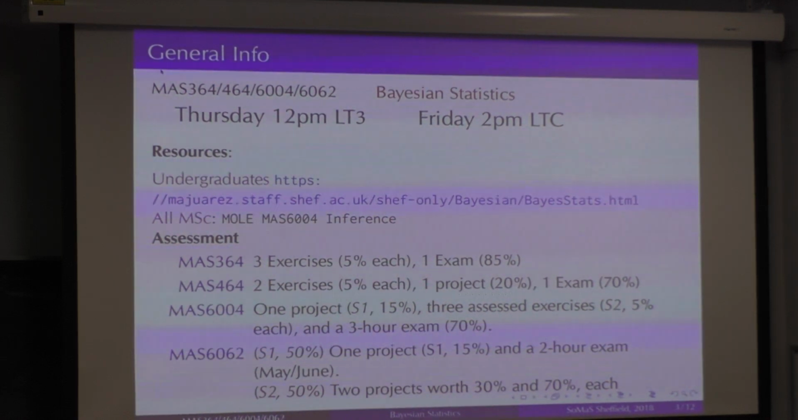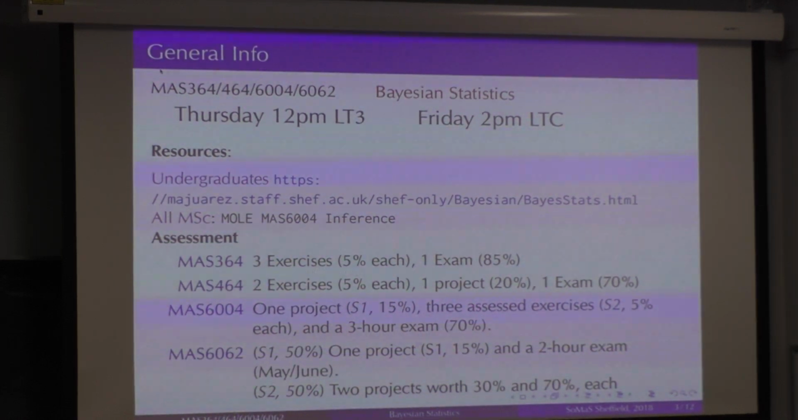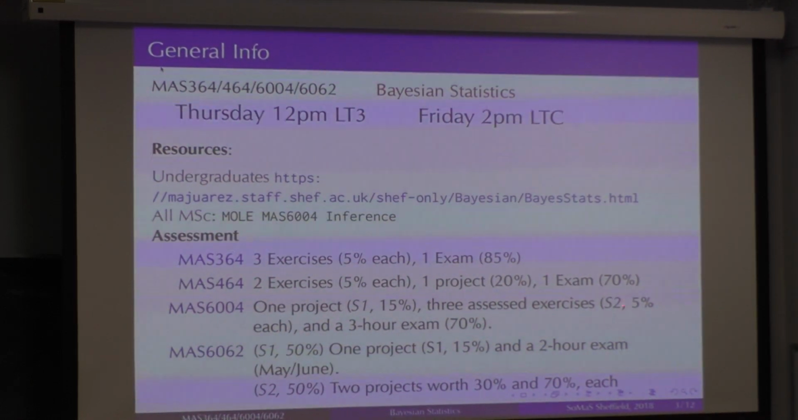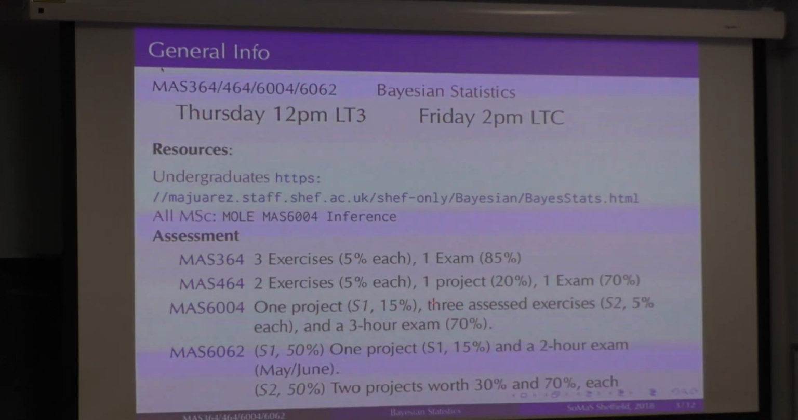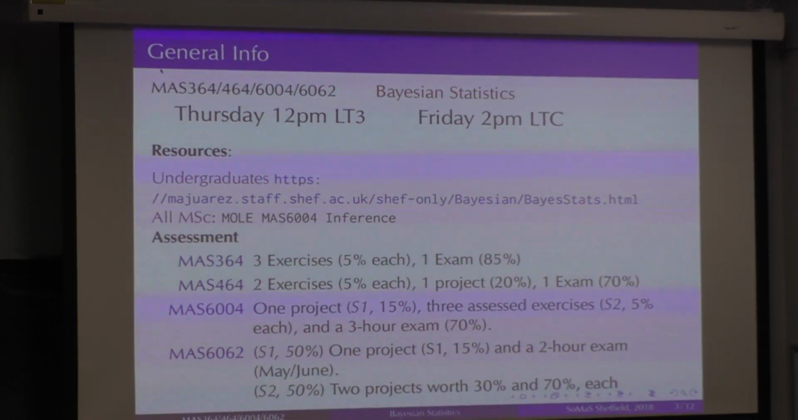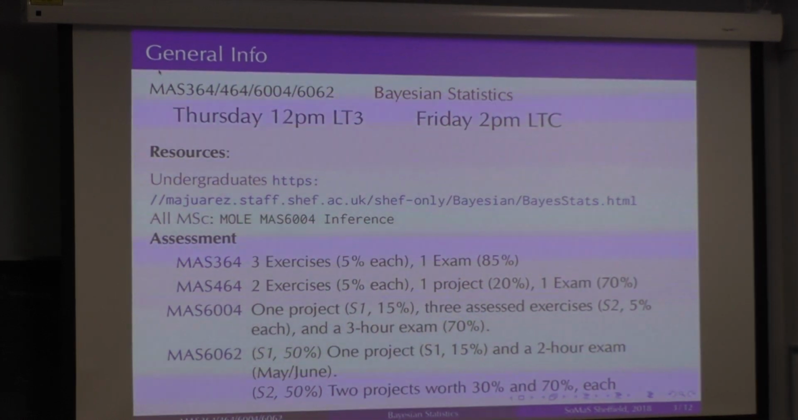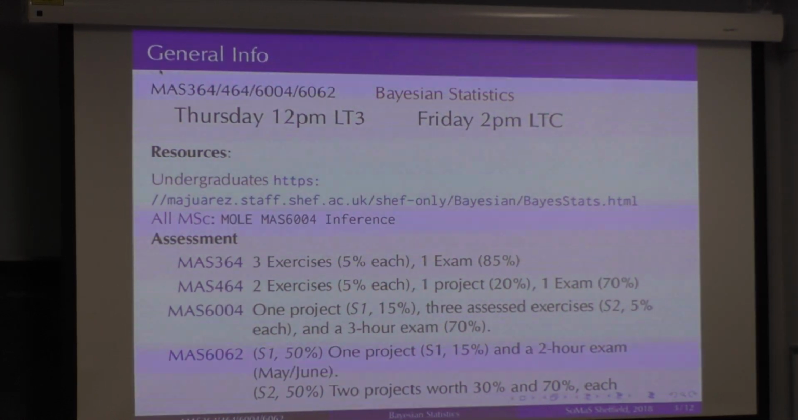So half of the mark is for semester 1, half of the mark is for semester 2, and that's true also for 6062. If you're doing 6004, you will have 1 project in semester 1 worth 15%. And then you will have 3 assessed exercises worth 5% each in semester 2. Okay? And then at the end, you will have an exam worth 70%.